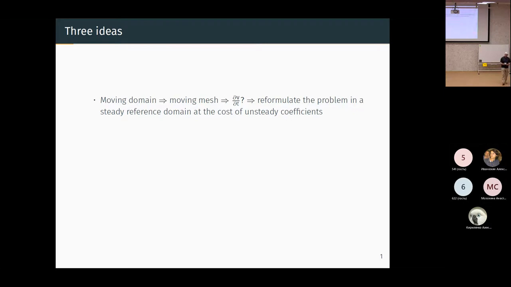One of the remedies for this problem is to reformulate your equations in moving domains into equations in a steady reference domain. Of course, at the cost of new coefficients which appear in the equation. These coefficients are time dependent and solution dependent. But if we reformulate this problem in a steady domain, then we can apply the method of lines.